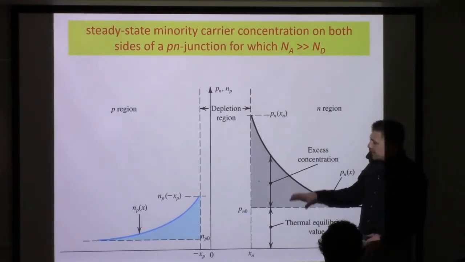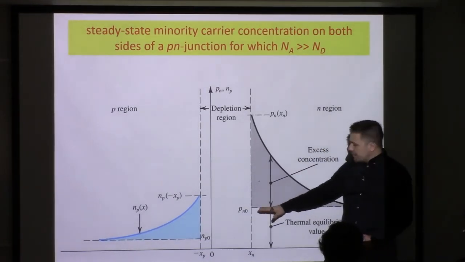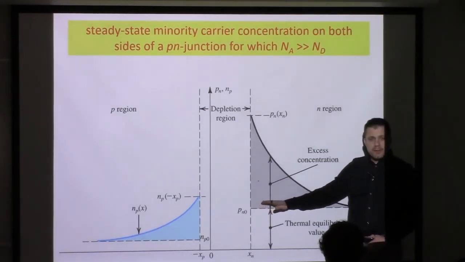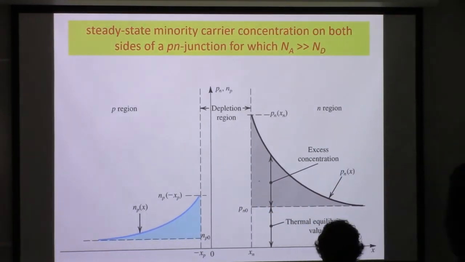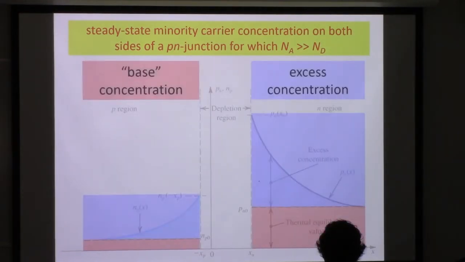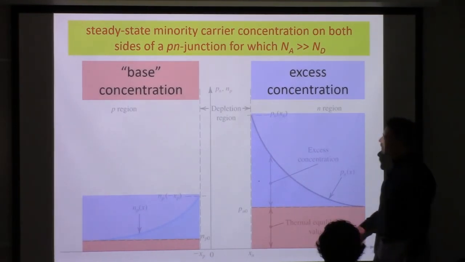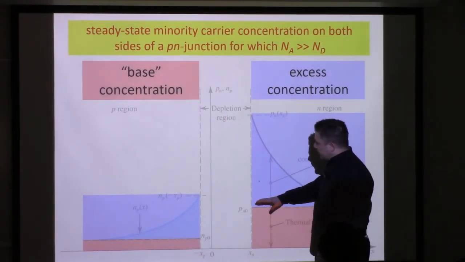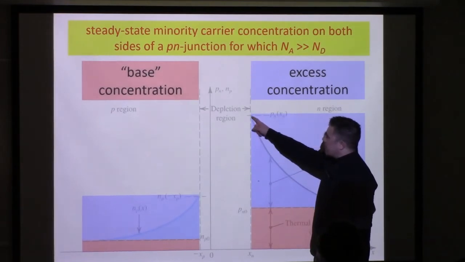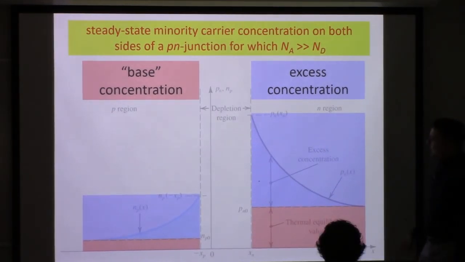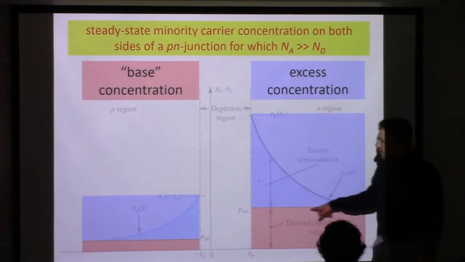We can split this up into 2 different pieces. Pn0 is the thermal equilibrium value. So this box down at the bottom is the base concentration value, which is what you would have if you didn't apply any voltage. Then this piece of it, the triangular part, gets pushed up the more forward bias voltage that we apply.